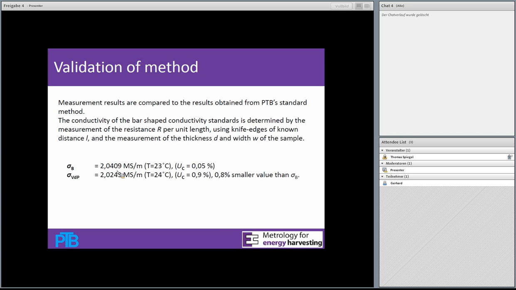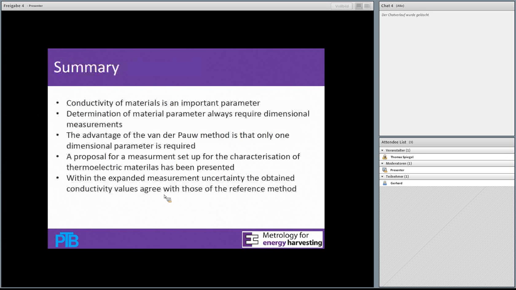An essential point was also the validation of the Van der Pauw method. As I showed in the picture at the beginning, we used our standard bar method to determine the conductivity of the same batch of isotan that we used for the Van der Pauw method. Within the uncertainty, you see that the values more or less agree. So we can say the Van der Pauw method is, within its uncertainty level of about 1%, as accurate as our standard method.